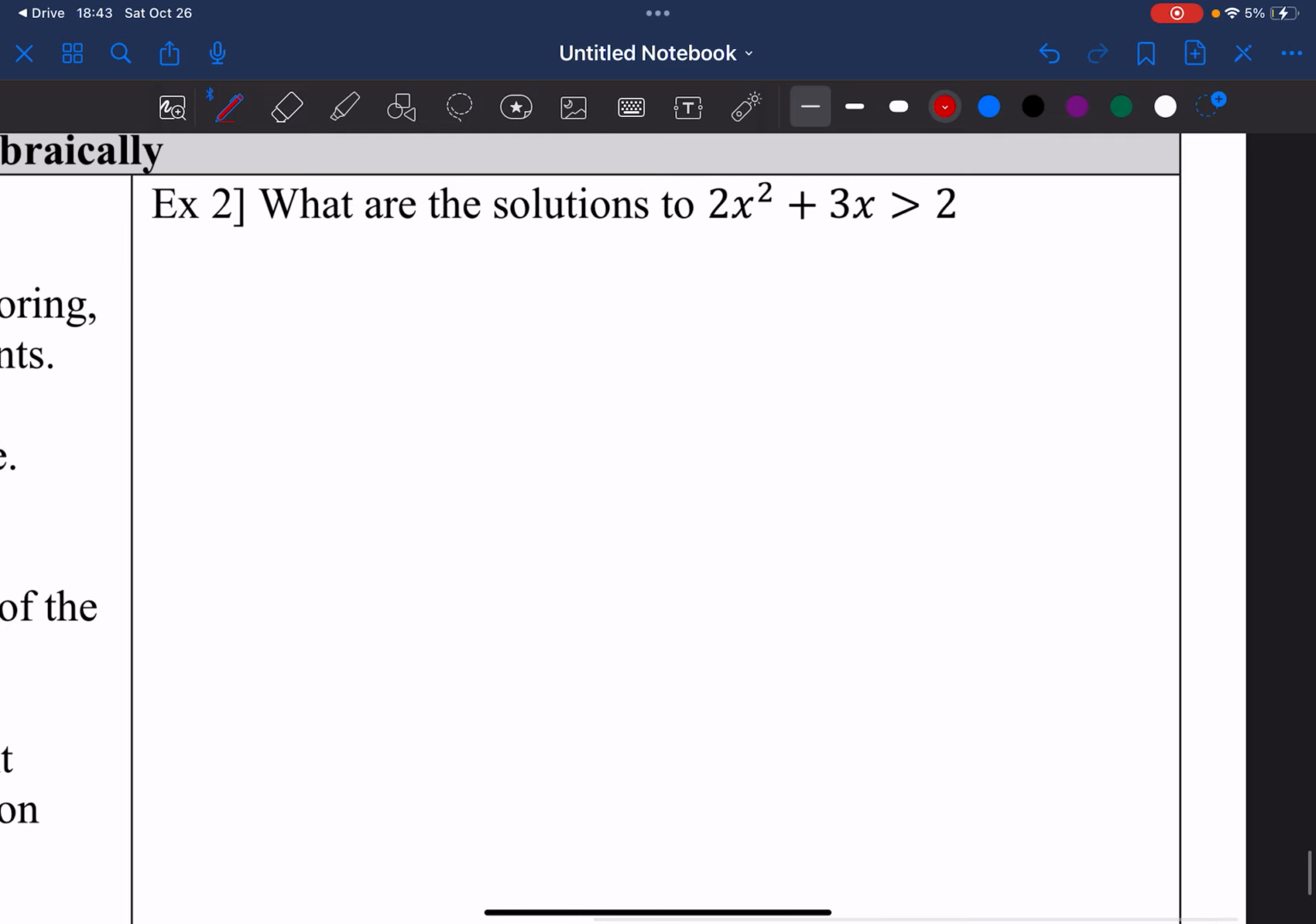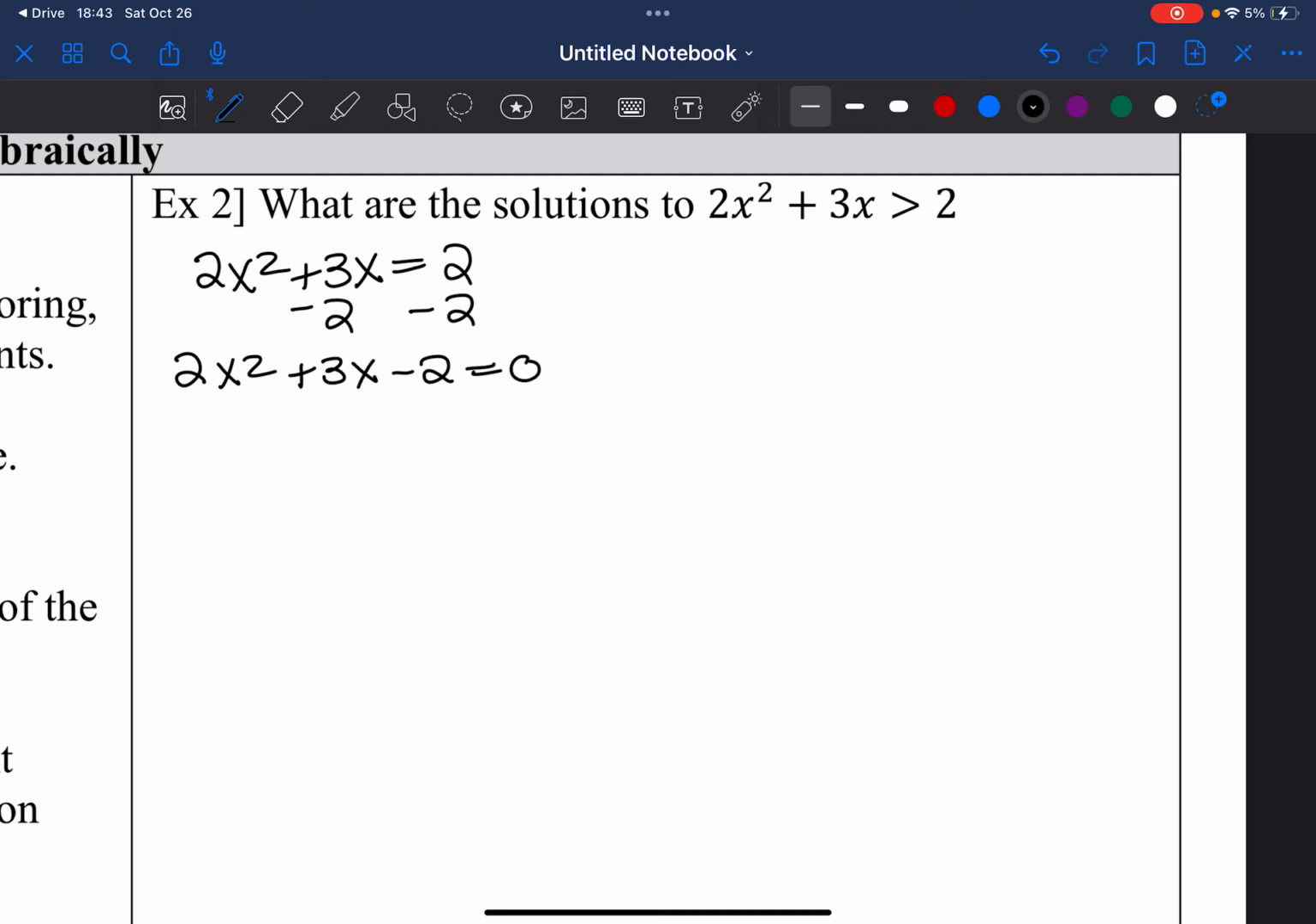Example 2 doesn't give it to us in intercept form. We're going to have to do that ourselves. Okay, so our first step is to replace the inequality with an equal sign. So I have 2x squared plus 3x is equal to 2. Okay. I'm going to subtract the 2 over. So I have 2x squared plus 3x minus 2 equals 0.